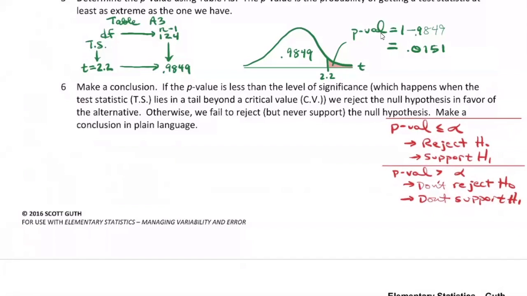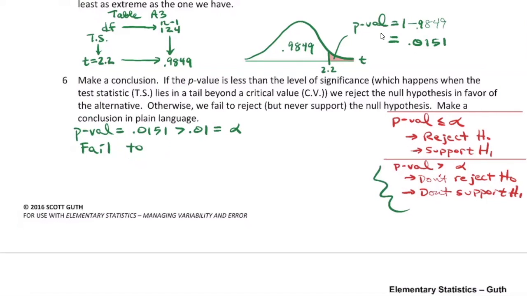Okay, so the p-value 0.0151 is bigger than 0.01, which is alpha, which means we fail to reject the null hypothesis. Or in this case down below, second case. Don't reject the null hypothesis or fail to reject. Remember, we never support it. We don't reject it, but we don't support it. Fail to reject the null hypothesis, which said that the mean is 0.25.